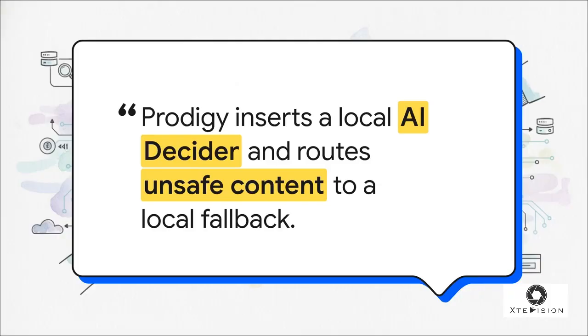And this isn't just a suggestion, it's an automated safety net. The documentation explains that if a workflow accidentally tries to send sensitive data to a third-party AI, Prodigy literally inserts a local AI decider node on the fly. It acts like a security guard, intercepting that unsafe data and rerouting it to a secure local model instead.